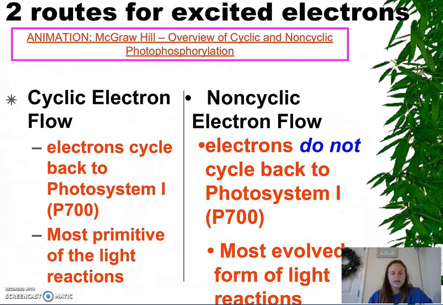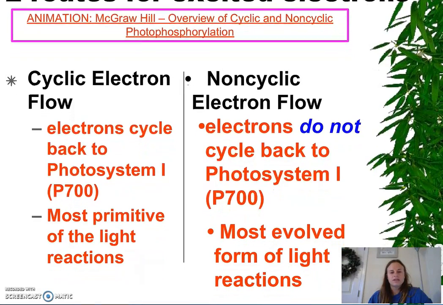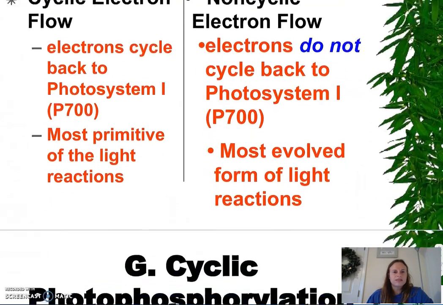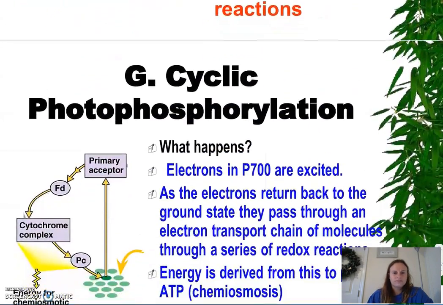Here's a comparison between cyclic electron flow, in other words, cyclic photophosphorylation, and non-cyclic electron flow, in other words, non-cyclic photophosphorylation. This animation right here, the McGraw-Hill one, is a really great animation to help you understand both cyclic and non-cyclic photophosphorylation. So let's jump into cyclic photophosphorylation.